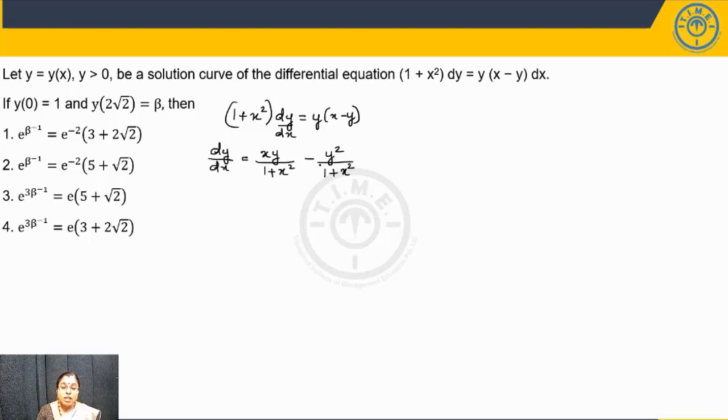So this is not in the form of a linear differential equation, so we have to convert it into linear differential equation form. Let's first divide the whole equation by y² and rearrange. So we have (1/y²) dy/dx − x/(y(1 + x²)) = −1/(1 + x²). So I have divided the whole equation by y².